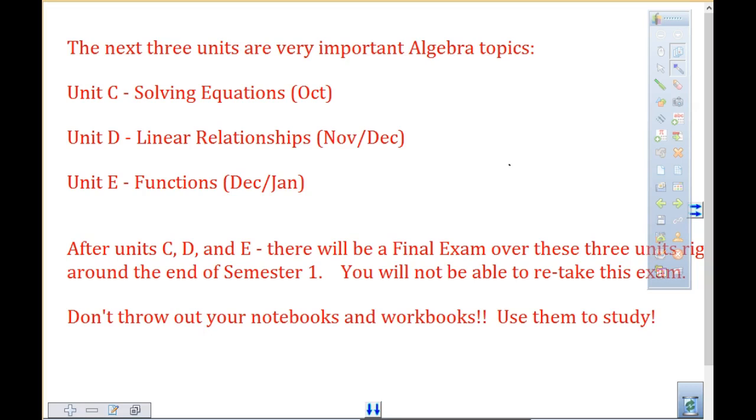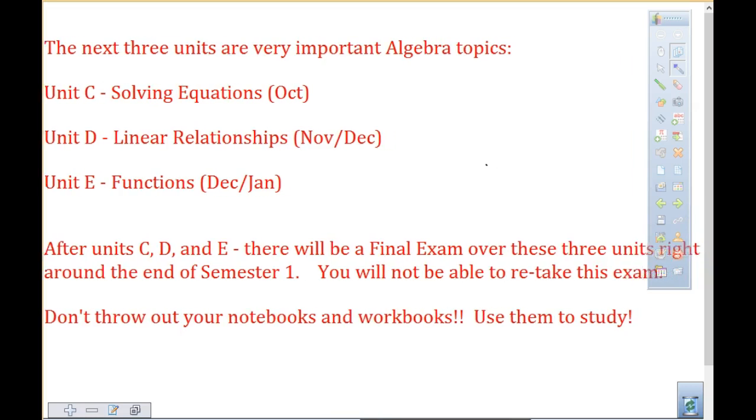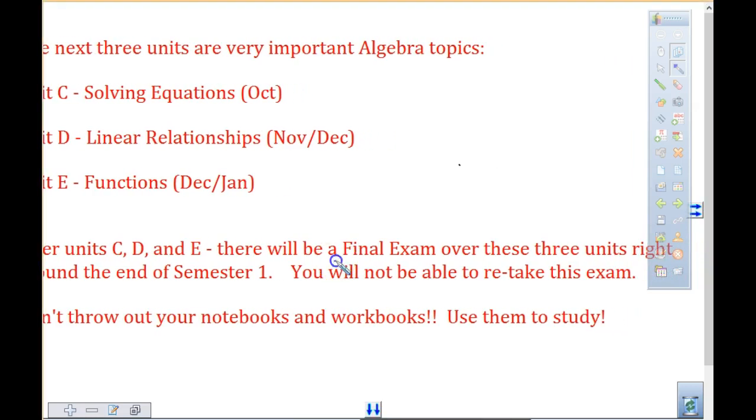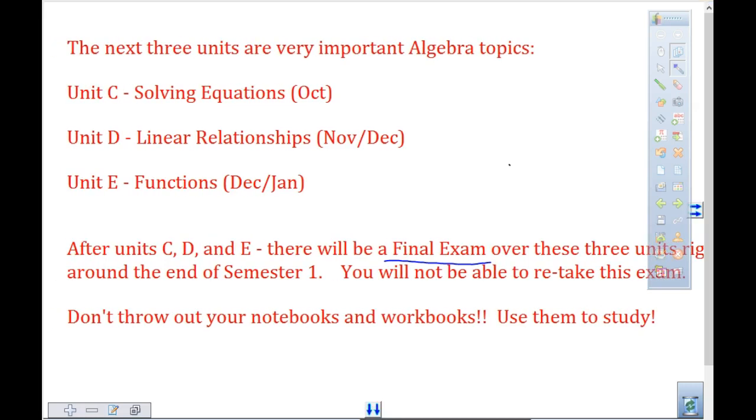It says after Unit C, D, and E, there will be a final exam. Now, it's not a final exam that counts for 20% of your grade, like in Algebra 1 or geometry, or next year when you're at the high school. Each class you take next year at the high school, you take a final exam at the end of the semester. This one is not counting for 20% of your grade, but it's going to be covering the 3 units that we have here. So it's going to be on Unit C, Unit D, and Unit E.